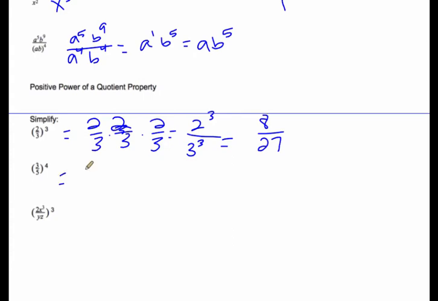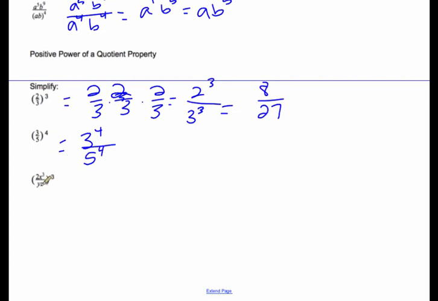So we're going to end up here with 3 to the 4th over 5 to the 4th. Now this can't be simplified unless I actually multiply it out and get something like this. Otherwise, because these are not the same base, I cannot subtract 4 minus 4. Right? If this was a 3, then I could.